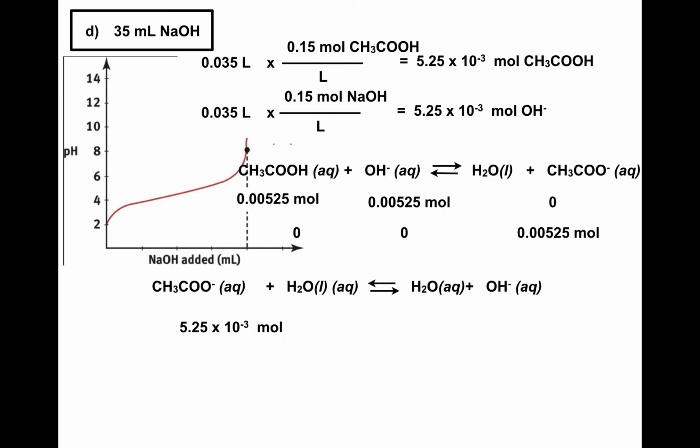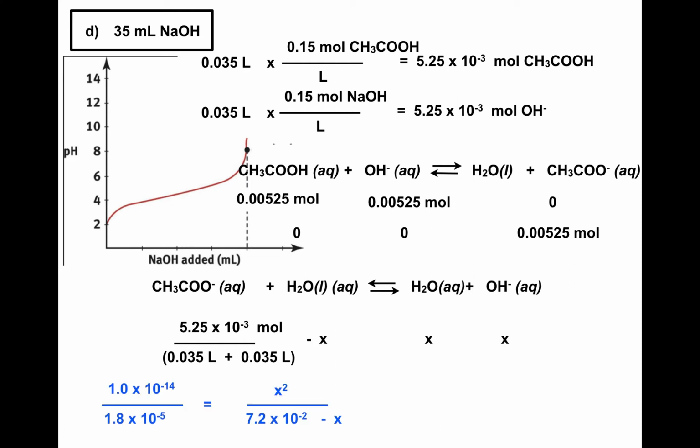What I need to know now is not moles of acetate, I need to know the concentration. So 35 milliliters plus 35 milliliters is 70 milliliters. I divide liters into moles to get the concentration of acetate, and it's a Kb problem. For every X amount of acetate I'm losing, I'm making X amount of water and X amount of hydroxide. To get the Kb value, I take the Ka of acetic acid and divide it into 10 to the minus 14 and solve for X.